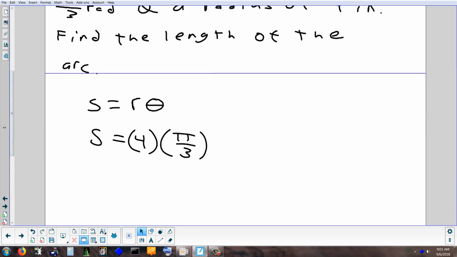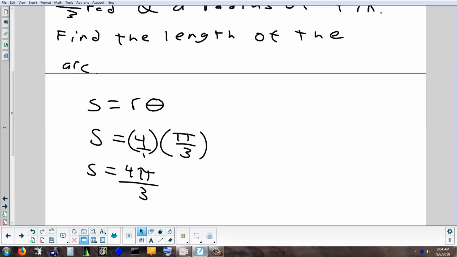Great. And now we just multiply it out. If you want to make 4 a fraction, you could always just put it over 1. You don't need to, but if you want to see it as a fraction, you could. And now multiply straight across in your fractions. 4 times pi over 1 times 3. And if they don't want a decimal, that's it. Other than putting a label on that answer. Okay, that's the answer. And the label's radians, right?